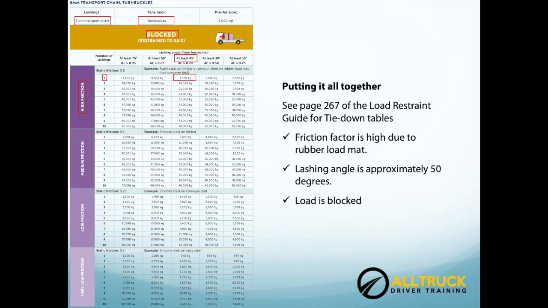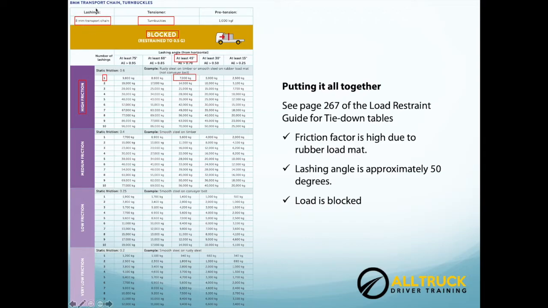So now we can apply that information to the load restraint tie-down tables. They're found at the back of the load restraint guide. See page 267, and you'll have about 10 tables that you can use to assist you in working out how effective each restraint is. So I've just picked one that applies to the context we're working with on that photo.